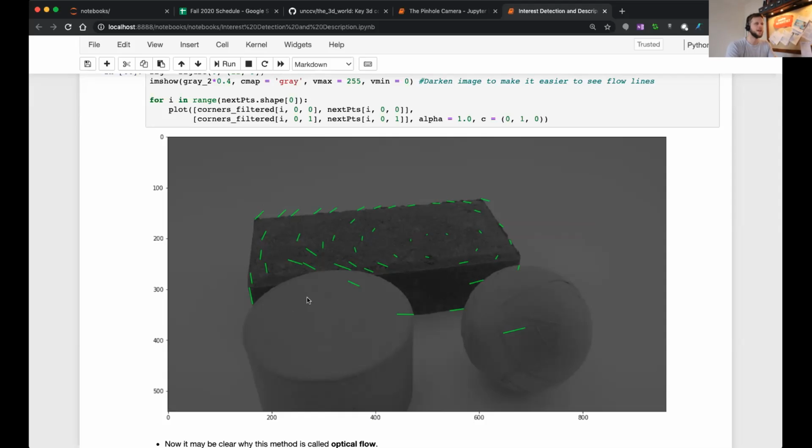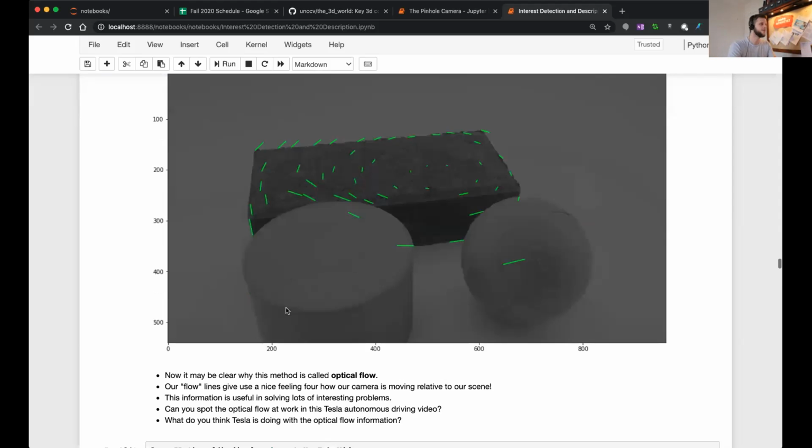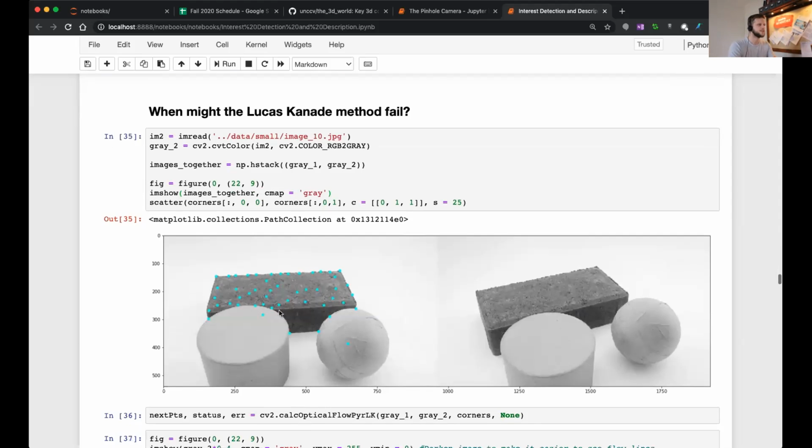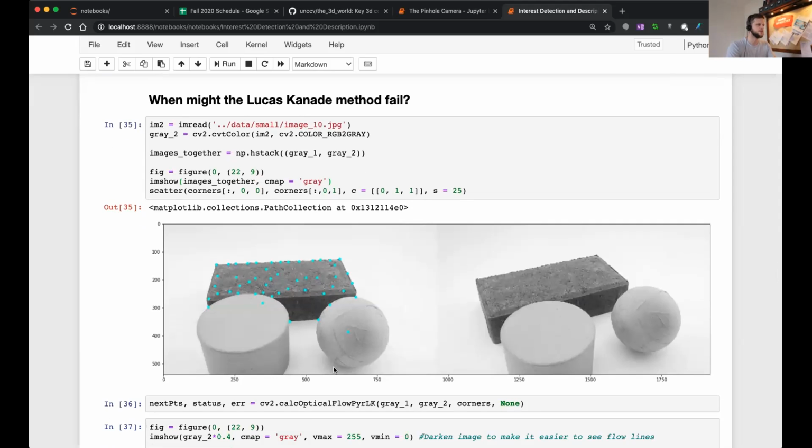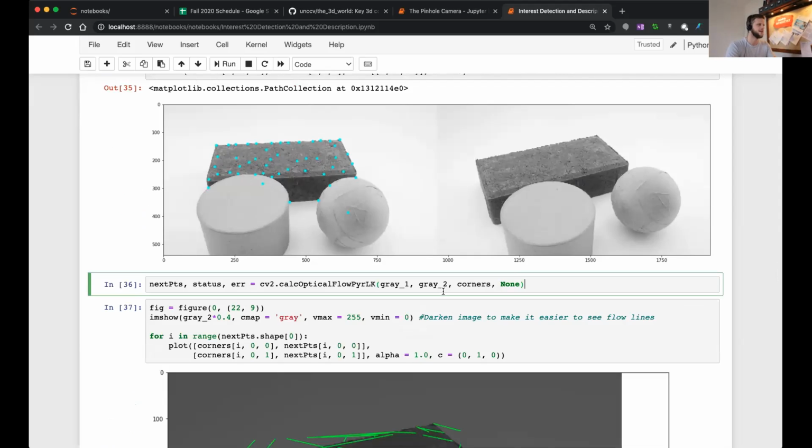So in a lot of problems, you're not going to have those kinds of dense images. You might have two images from a very different viewpoint. And if you do, then optical flow is really going to struggle. So I'll show you what I mean here. Here are two viewpoints that are further apart, right? And let's see how we do.